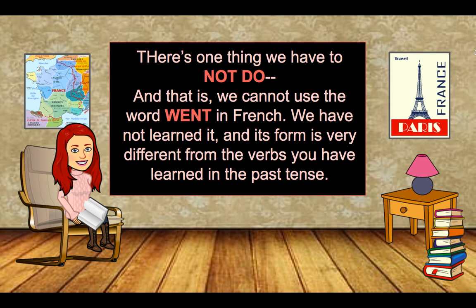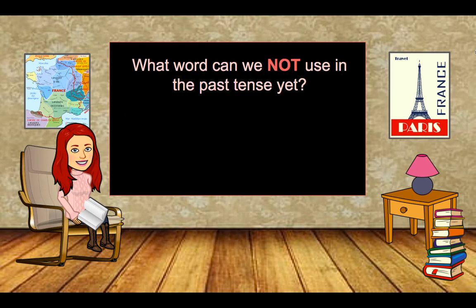There's one thing I'm telling you absolutely not to do. And that is do not say the word went in French because you don't know it. You haven't learned it. And the problem is its form is very different from the verbs you've learned in the past tense, and there's no way you're going to be able to get it right. So you can't say he went, she went, they went. Actually, we're only talking about she, so you can't say she went because we don't know it yet.